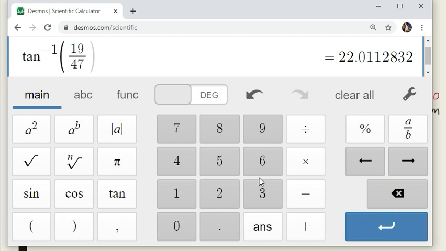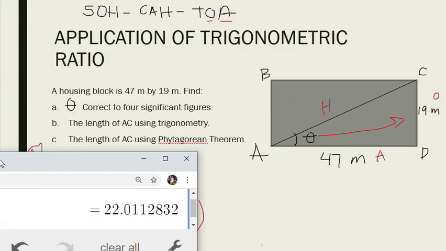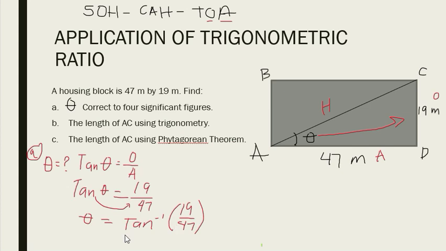Desmos is good for those students who forgot their calculator, or those who can't purchase one right now, because of being indoors. So we have here the value 22.01. All right, so we have to write that down. So we have theta, therefore, is equal to 22.01. Actually it's not equal to, it's approximately equal to.